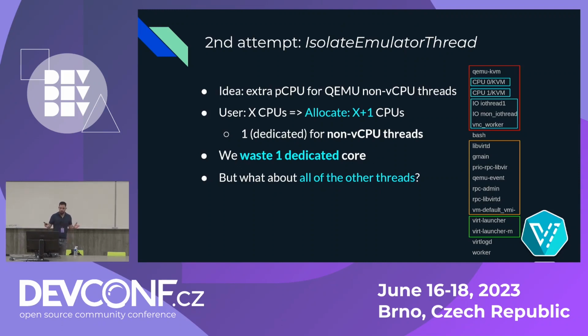So there are 2 problems here. One, that we waste 1 dedicated core in order to achieve that. The other one is that what about all of the different threads here? You know, there are a lot of different threads that we didn't even do anything with. So this doesn't really solve the problem. Again, these threads are going to be context switched into these dedicated CPUs.